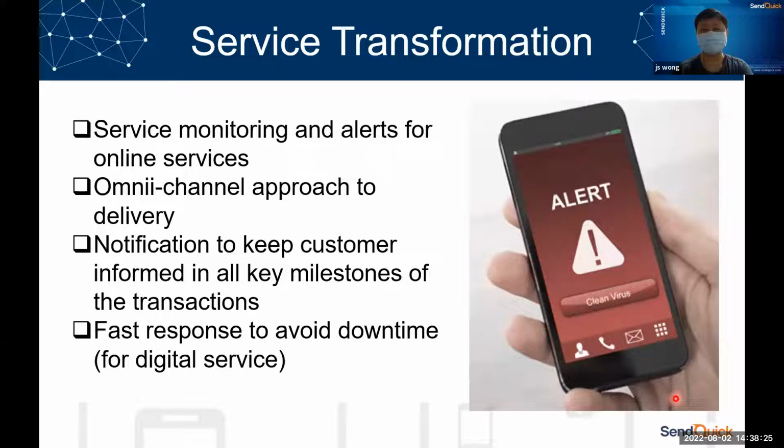And of course, very important for your team, if anything is impacting your organization's service, is to have a very fast response to avoid any downtime, especially for digital services. So we're looking at using a combination of technologies, whether it is for alerts or notifications, whether it is WhatsApp, SMS, or Telegram, or whatever, to actually help your businesses deliver the services and make the transaction much better for your customers.